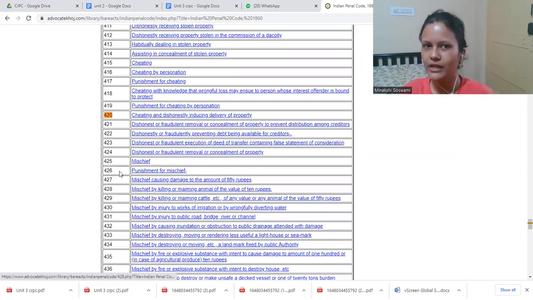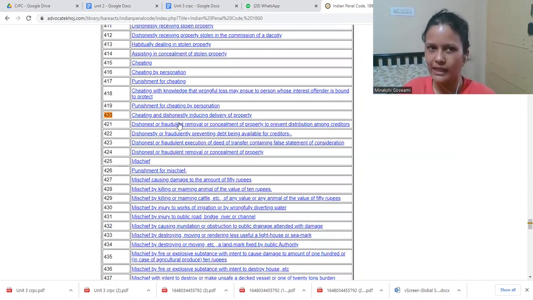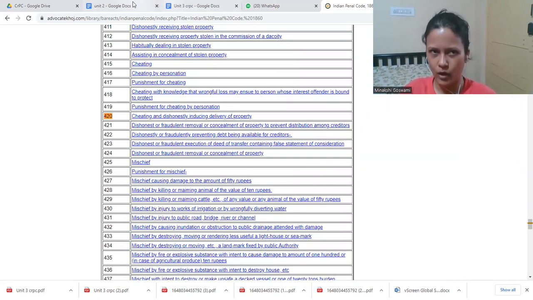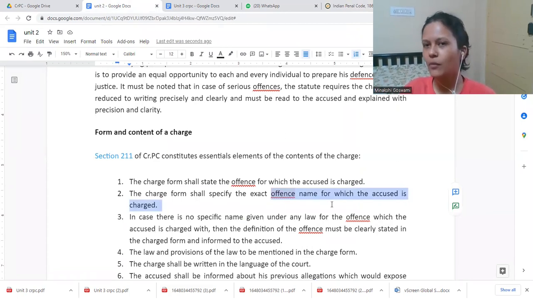So it's very important that it is clearly specified, not just that a person is accused of cheating, but what kind of cheating it is, whether it is cheating and dishonestly inducing delivery of property. That has to be specified. So along with the section, the name of the offense will also be mentioned so that it's very clear and there is no confusion as such.